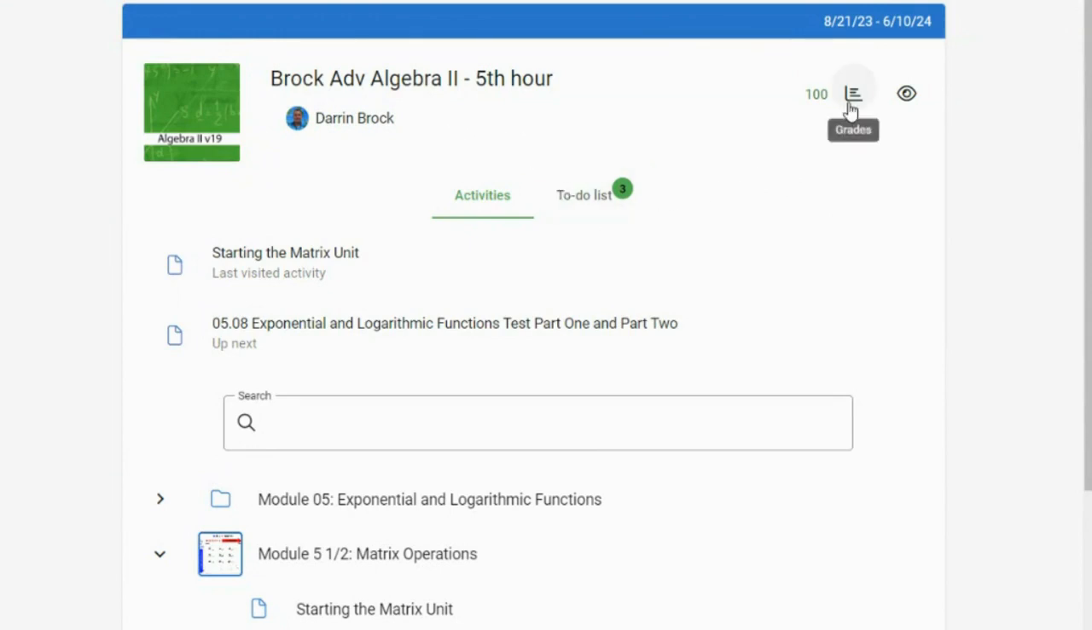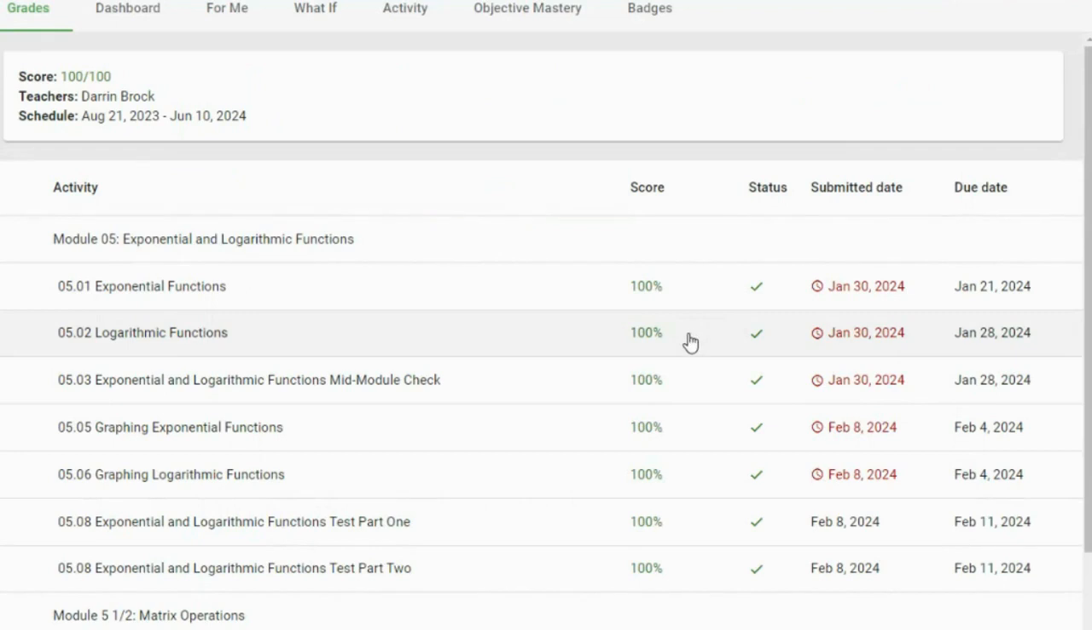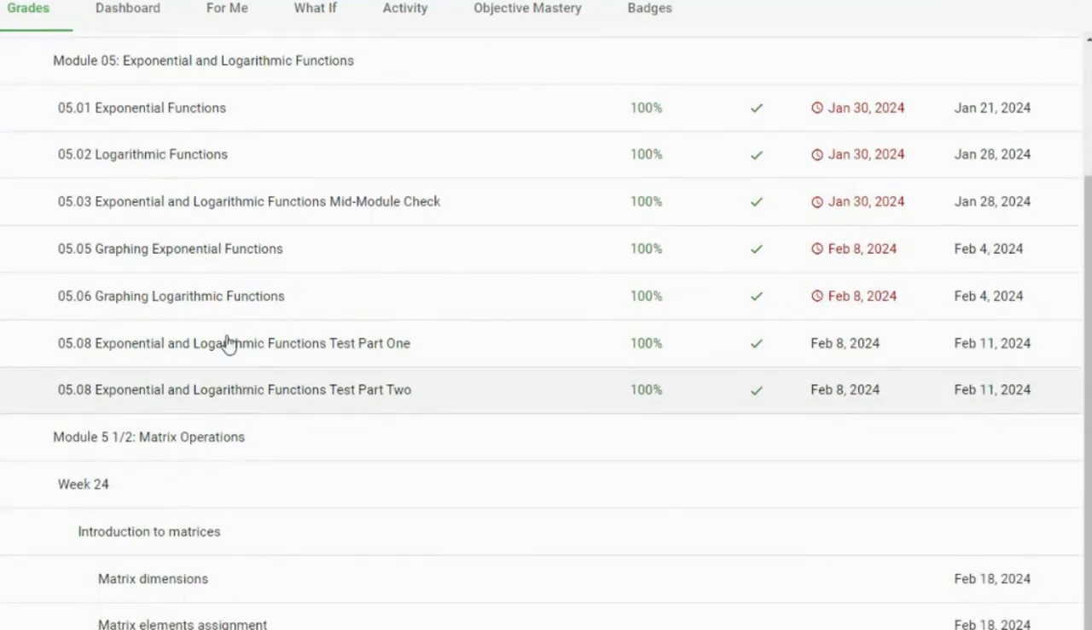Our grade screen as usual. So, look at our grade screen. Look, we are done with Module 5. So, you should have all of the Module 5 stuff done. You should have turned the test in by Sunday night. And hopefully you've got it all done. If you don't, get it done soon.